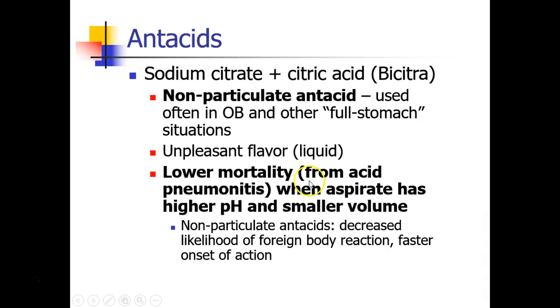But there are some studies that demonstrate lower mortality from acid pneumonitis when patients who aspirate their gastric contents have been given Bicitra. That's because the pH is increased. Now that's true even though, in general, if you want to improve outcomes and lower mortality, you want gastric volume to be smaller. And here we're giving 30 cc's of this liquid to the patient. Nevertheless, when we give patients non-particulate antacids, there's a decreased likelihood of a foreign body reaction, faster onset of action, and these drugs are commonly used in full stomach situations.